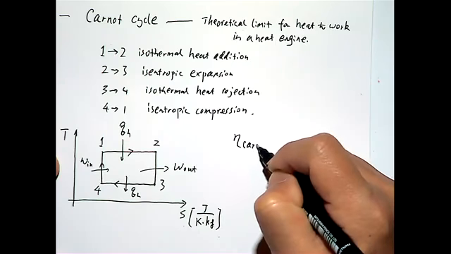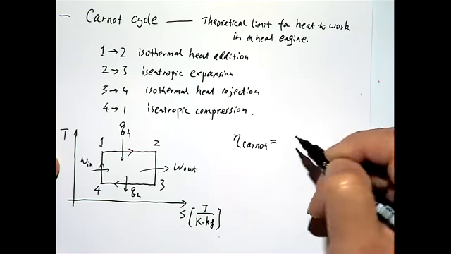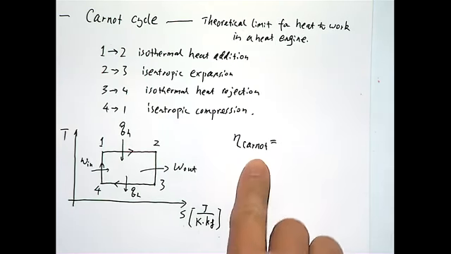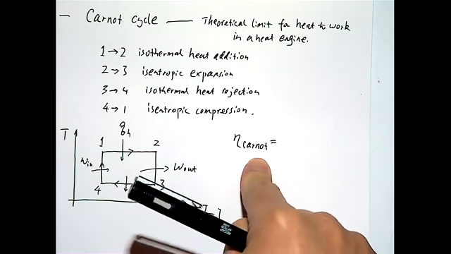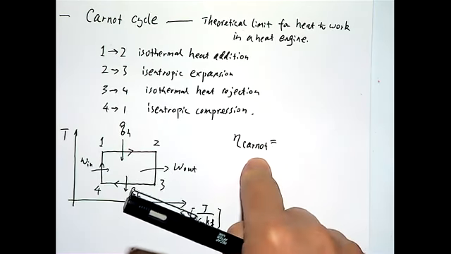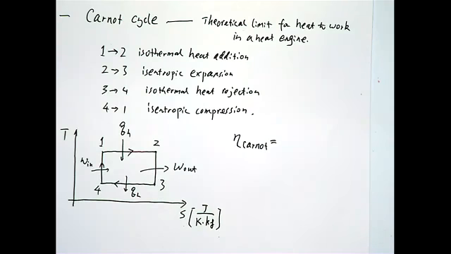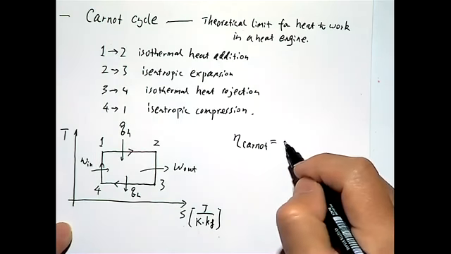Say the Carnot cycle efficiency. So this is the thermal efficiency, which is the definition of the efficiency: how much useful work you can output from a cycle versus how much energy you need to put into the cycle in order for that work to be done.